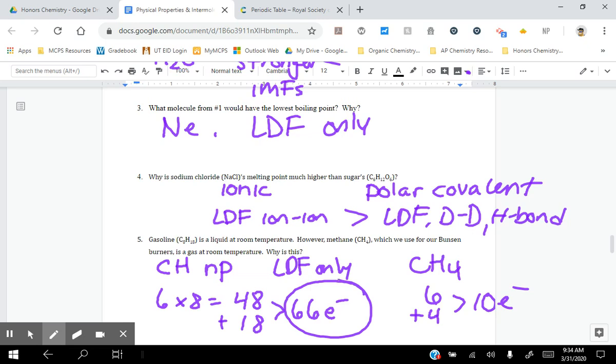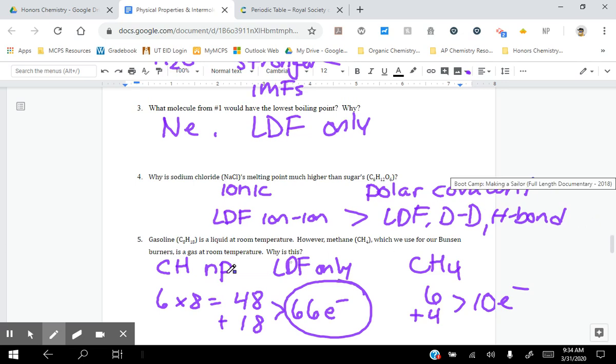Since there's more electrons, it's considered to be more polarizable, is the word we're going to use. And more polarizable just means it has a stronger temporary dipole. Since there's a stronger temporary dipole, there are going to be increased interactions and is going to allow them to stick together and be liquid at room temperature. Keep in mind that a liquid has stronger intermolecular forces than a gas.